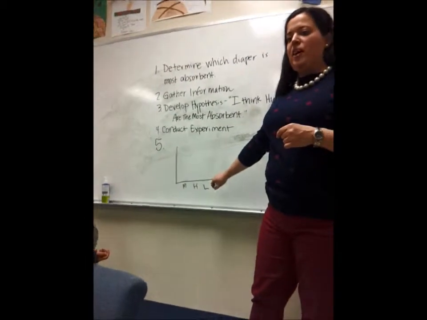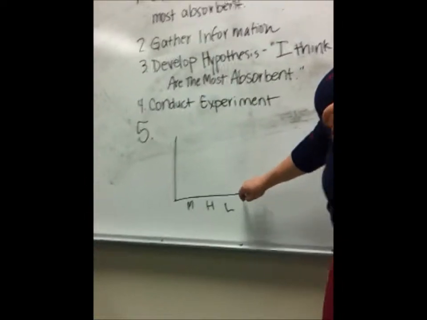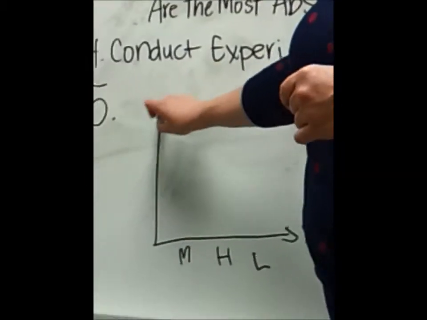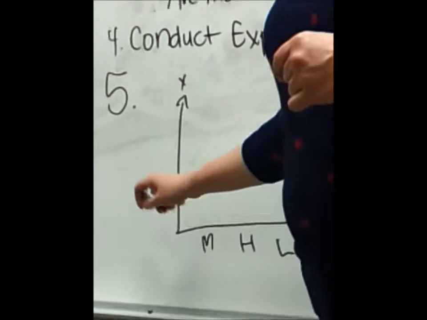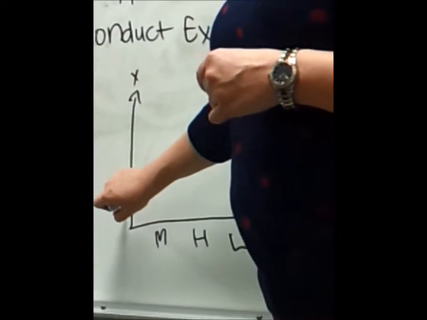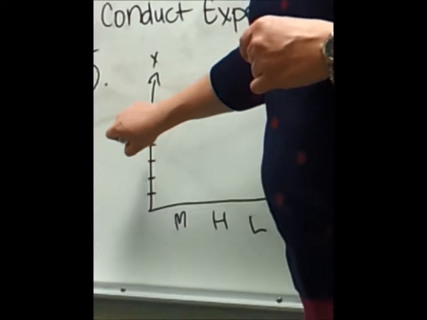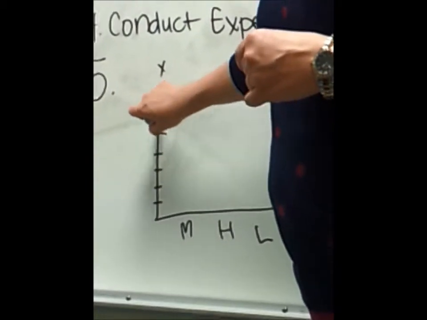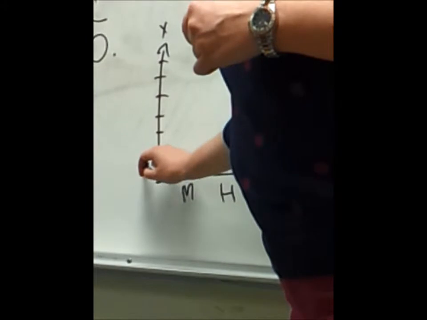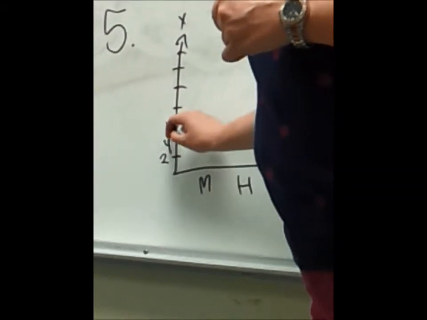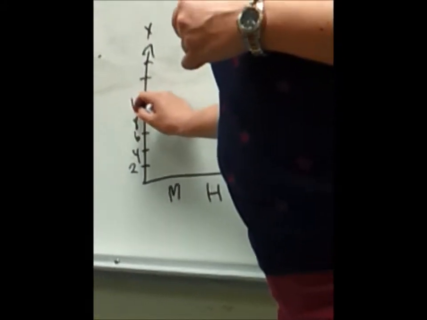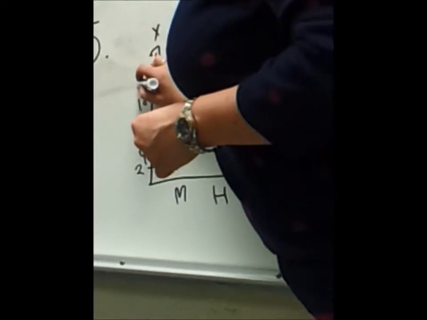Which axis is this? X. Which axis is this? Y. On Y, our vertical axis, we have marks for the number of ounces that it holds, its capacity in ounces. Okay? 2, 4, 6, 8, 10, 12, and so on. Alright, so we have our results.